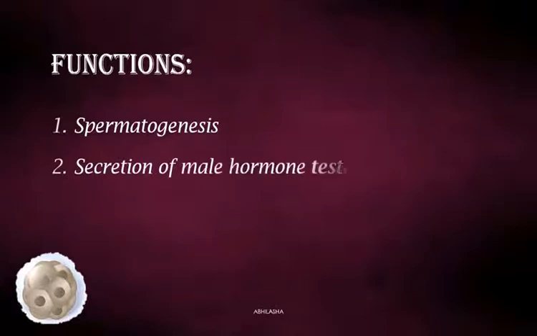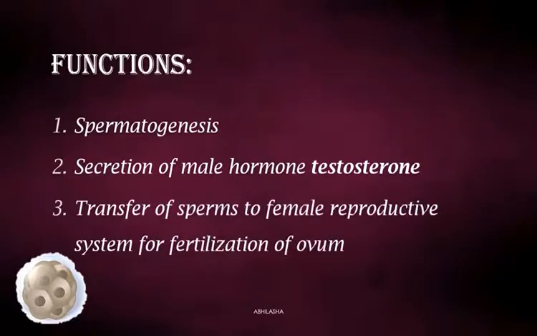Thus, the major functions of the male reproductive system include spermatogenesis, secretion of the male hormone, that is testosterone, and transfer of sperms to the female reproductive system for fertilization of the ovum.